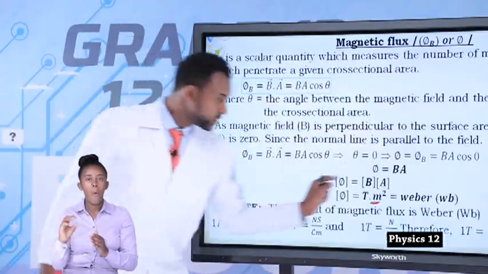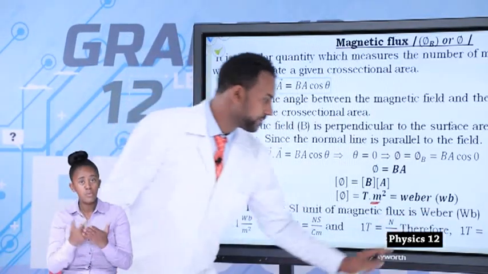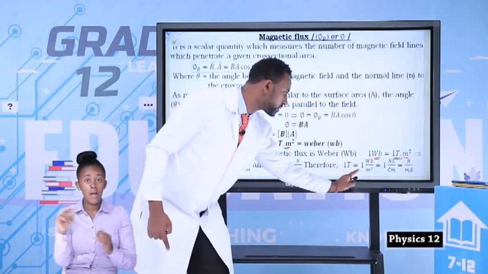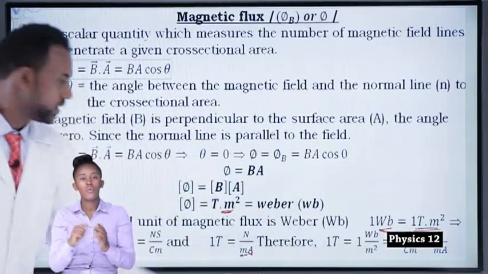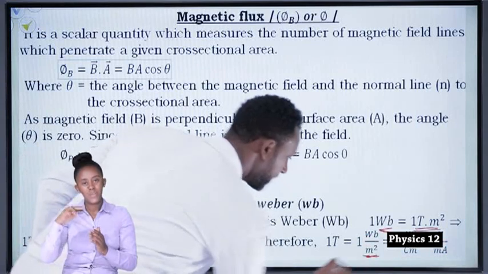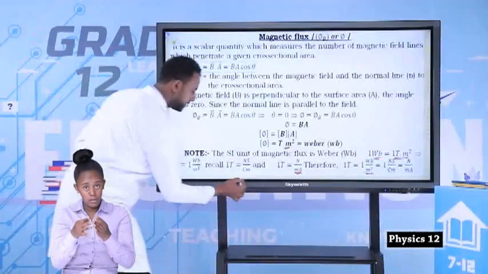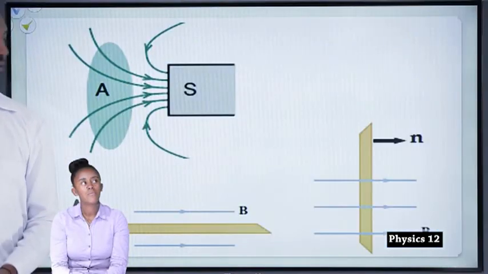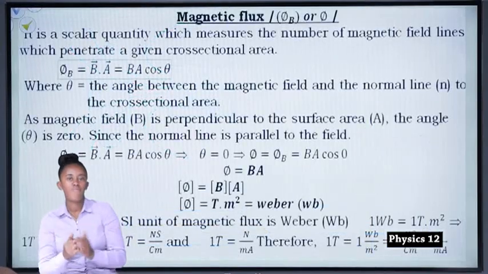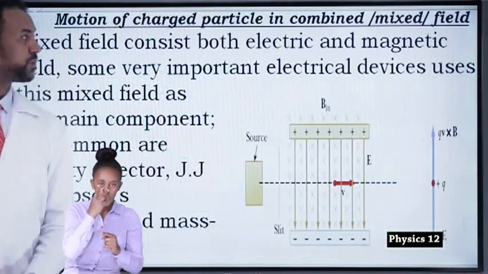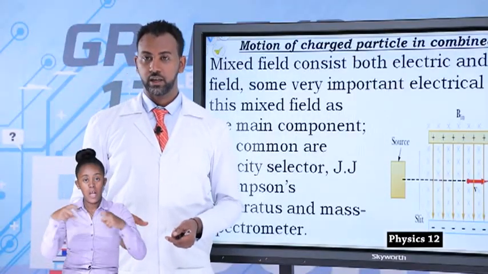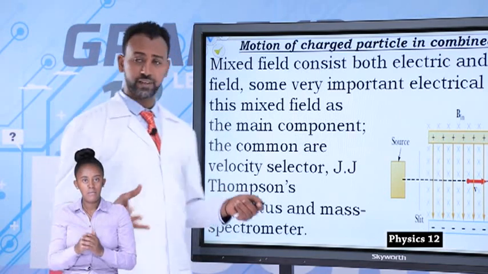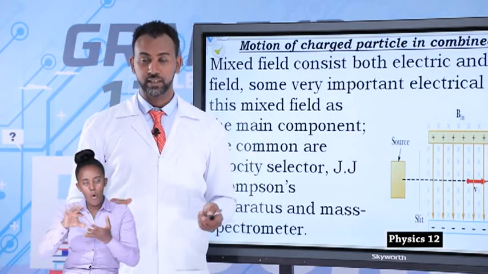Okay? And it's also possible to rearrange and find that 1 Tesla is equivalent to Weber per meter square. So this expression, this expression and this expression all give us Tesla. Now let's proceed and try to see the motion of charged particles in a uniform field, in a mixed field or in a combined field.